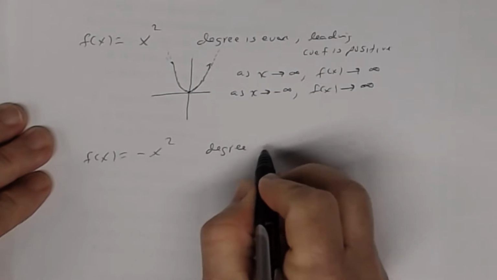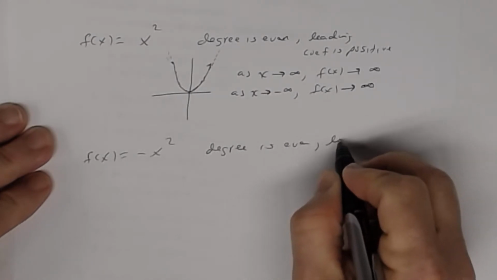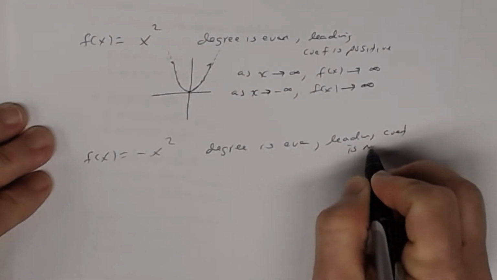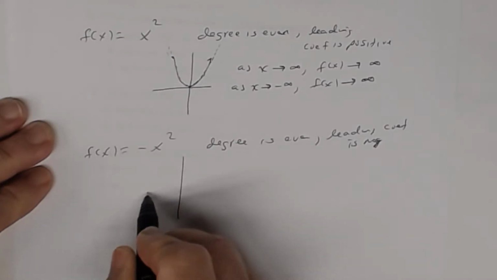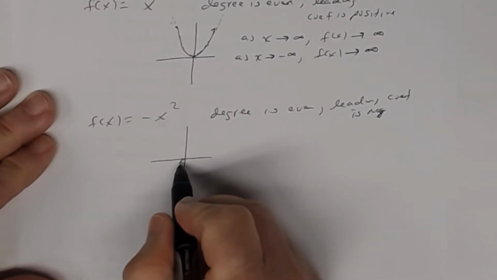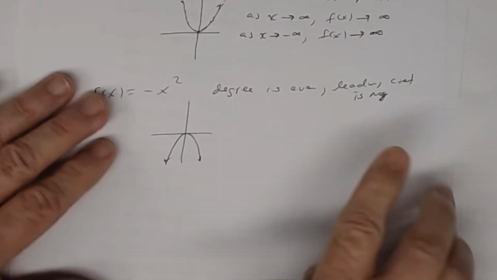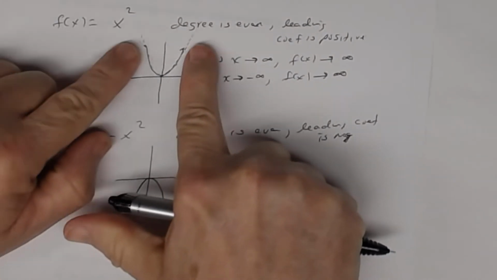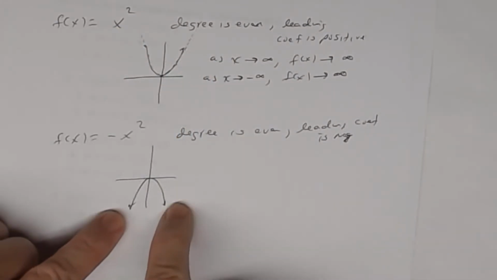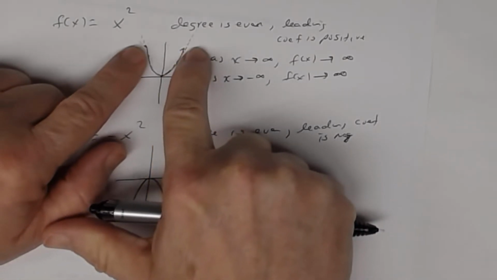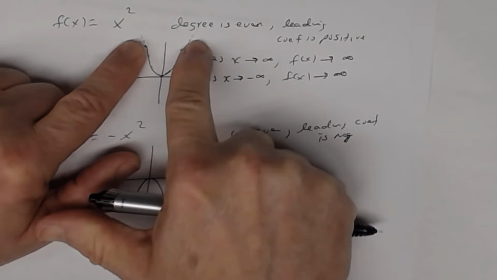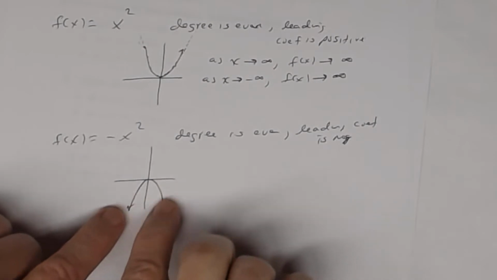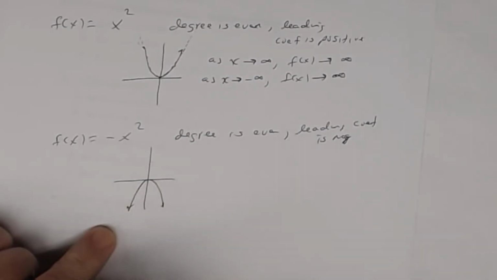So if the degree is even and the leading coefficient is negative, remember what this looks like. That was a reflection, right? The negative out here is a reflection about the x-axis. So notice the end behavior. When the degree is even, in both cases, the end behavior is pointing in the same direction. This one's going up, this one's going down. This one's going up because the leading coefficient is positive. This one has both ends going down because the leading coefficient is negative.